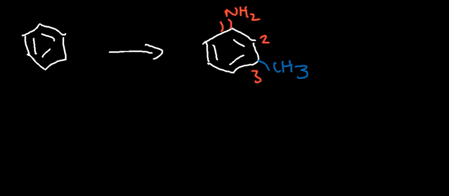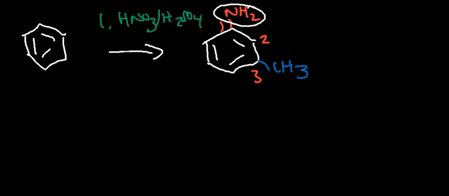What we need to know is that there's an intermediate before we make the NH2 group. To make NH2, we have to make NO2 first. And NO2 is a meta director. So here's what we're going to do. Step 1, we're going to use nitration with sulfuric acid. And that's going to add the NO2 group. And before we convert that to NH2, we're going to add the methyl group, because the NO2 group is going to tell it to go in the meta position. And then after that, we can reduce NO2 to NH2 using, let's say, tin with hydrochloric acid.